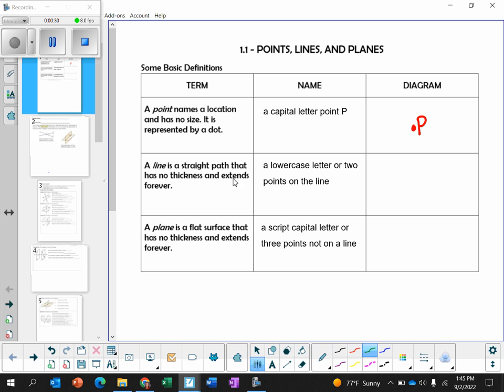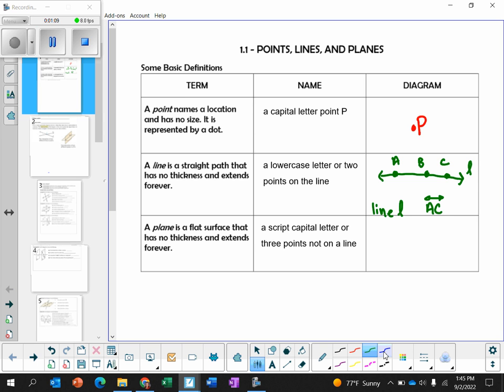A line is a straight path that has no thickness and extends forever. And when it extends forever, that means really in both directions. So a line has arrows on both ends, goes forever. We either name it by a single lowercase letter. So if I put a little L here, that would be line L. Or no matter how many points are on it, I only pick two, right? So let's say this one was A, B, and C. I could call it line AB, or line BC, or line AC. I'm only ever going to use two letters no matter how many there are. So let's just call this line AC. And we use the line above it like that.